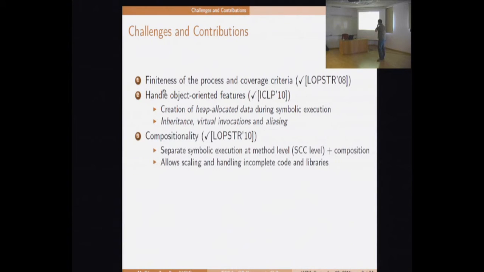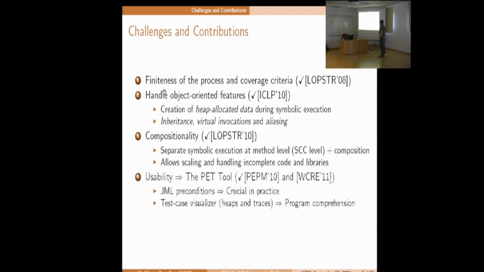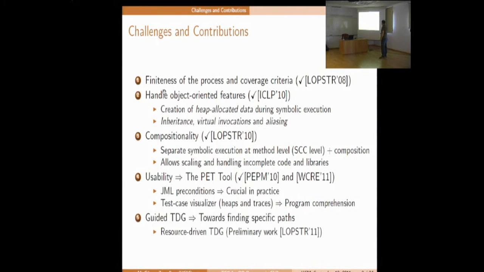I will go into some details later. Then also compositionality is a very important thing here, because scalability of symbolic execution is a problem. So you need to find ways of alleviating scalability, and one is to do some kind of compositional symbolic execution. Okay, I will explain this later a bit. Then, well, it is also important to put the ideas in practice. So we have been developing this tool, and I will do a demonstration later.